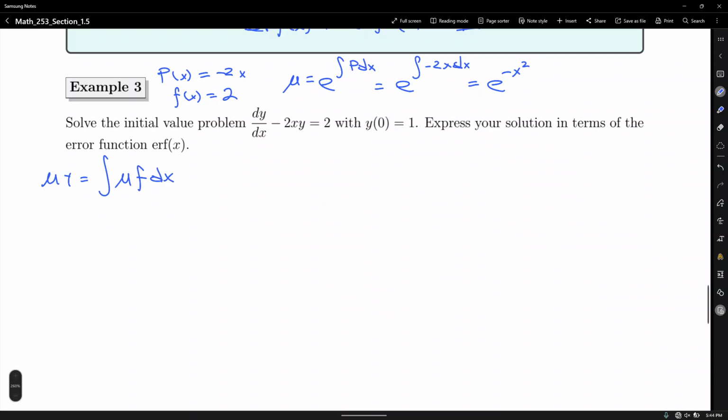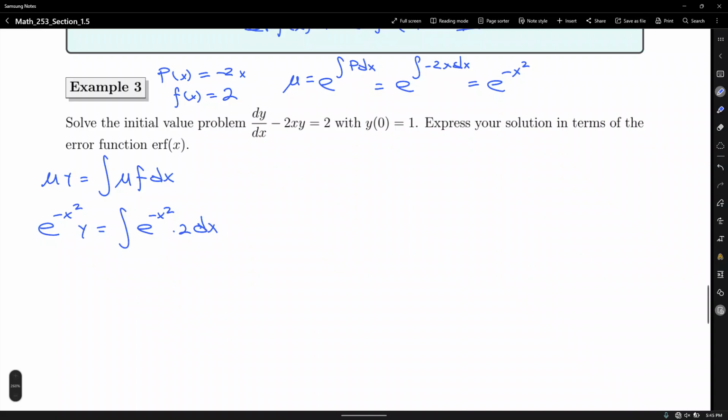The rest is just formulating. Substitute, etc. So, e to the negative x squared times y equals the integral of e to the negative x squared times f, which is 2, dx. And again, what happens here? We can't integrate this one right here. Unfortunately, we can't integrate it.